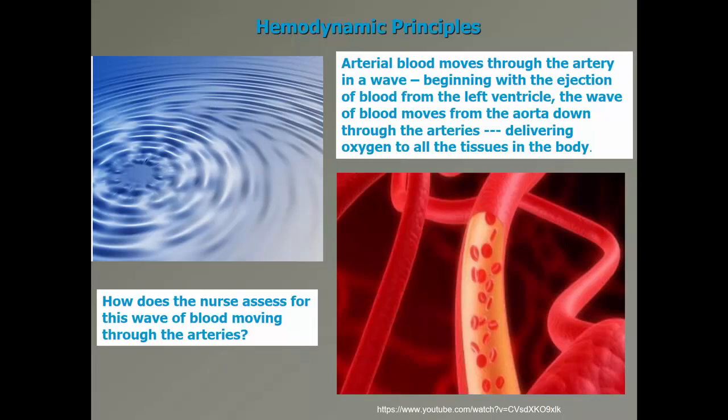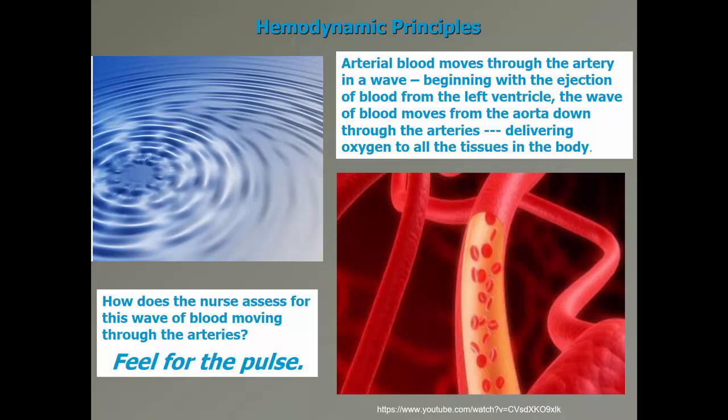When we talk about hemodynamics, we really have to go back to A&P. So what I say to you guys is just close your eyes and imagine that you're standing at the edge of a pond, and in your hand is this very, very heavy rock. If you threw that rock into the pond, you can see what I have pictured here, that rock will make ripples, and those ripples will begin at the core, at the center where the rock was thrown, and then fan out. And that's really how arterial blood moves through the artery. As soon as the left ventricle ejects it into the aorta, it causes this wave of blood that then moves down from the aorta throughout all the arteries, and that's how oxygen is, of course, delivered to all the tissues in the body. So how would you, the nurse, assess this wave of blood that's moving through the arteries?